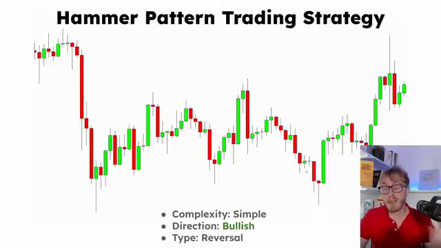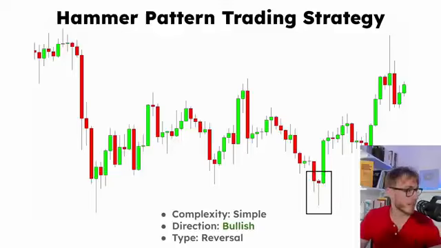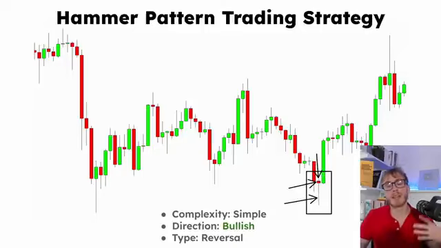But the last valid hammer pattern here, in my opinion, is this one right here. Once again, you can see we have a very small real body, we have a very tiny upper wick, right? And we have a very long lower wick. The body is red, but remember, that doesn't matter. This is still a valid hammer.